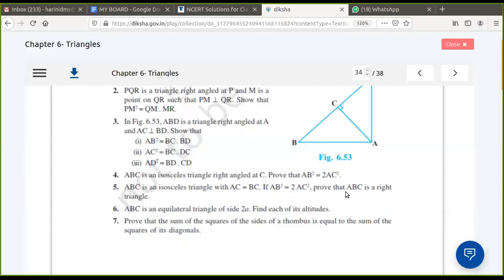I have to prove that a triangle is a right triangle, which means I have to use the converse of the Pythagoras theorem. Because if I show that the squares of 2 sides, when I add them, equal the square of the third side, then the angle opposite to that third side will be a right angle. And hence I can say it's a right triangle. So I have to show the squares somewhere. So that's how I have to start.